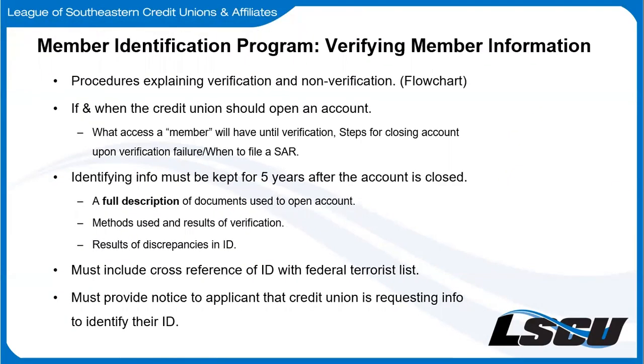With our member identification program, we should always have a procedure explaining when the credit union should open an account and what access members will have until verification. All of this information should be kept for 5 years after the account is closed, with a full description or photocopy of the documents used to open that account. We also must include the cross-reference with the federal terrorist list through OFAC and provide notice to our applicants that we are requesting this info.